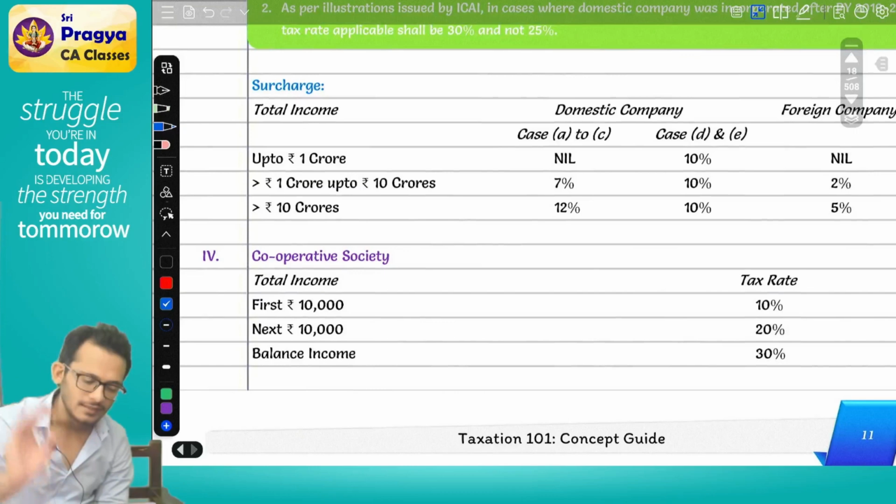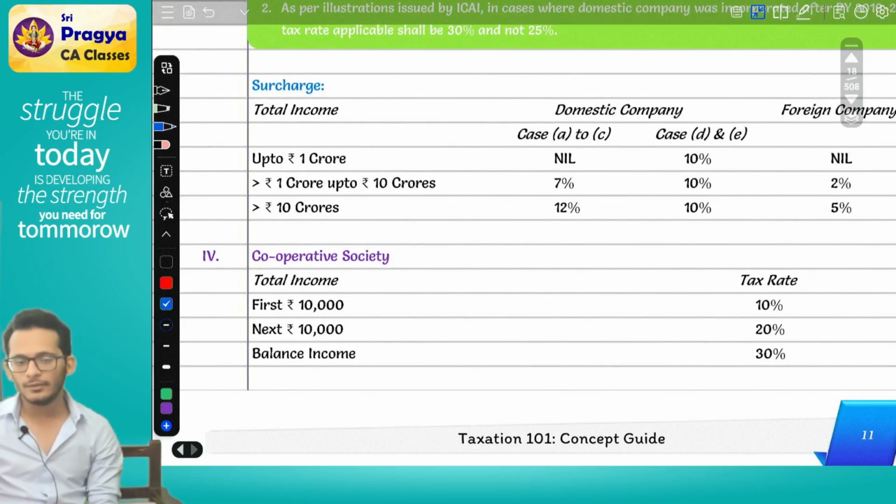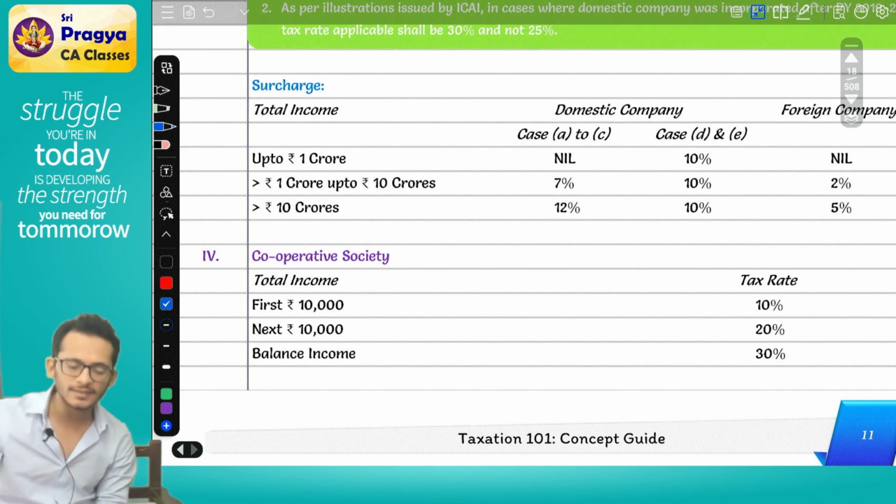Surcharges are given as 0, 7 and 12, 10, 10 and 10. But if it's a foreign company, it is 0, 2 and 5.